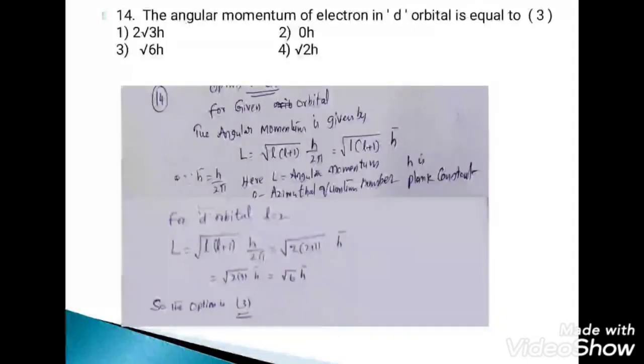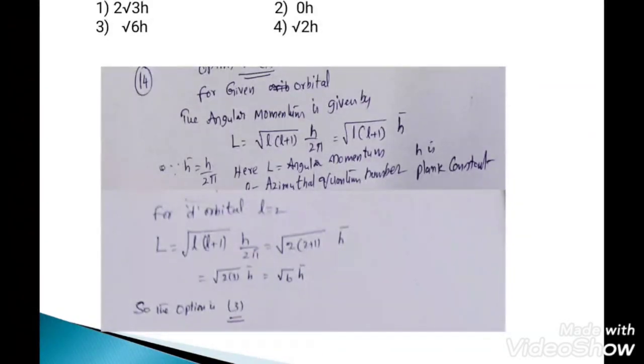Then that can be written as root of L into L plus 1 h dash, where h dash is equal to h by 2 pi. Here L is the angular momentum, L is equal to azimuthal quantum number, h is the Planck constant. For d orbital, L is equal to 2. Substituting that L is equal to 2, we get root of 2 into 2 plus 1, which is root 6 h dash. It's a very simple calculation only. So option is 3. Just for this we have to memorize the formula for the angular momentum.